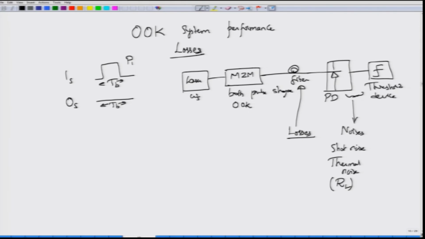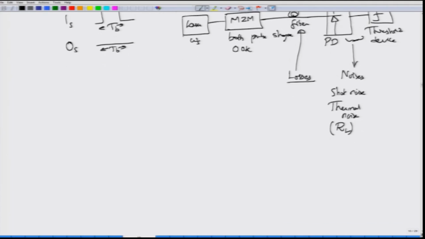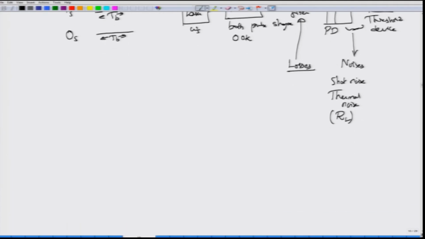So, these are at this point the only things that are going wrong in our model, and we want to evaluate what happens to the signal. Let us try doing that by first looking at what we are going to receive and how we are going to operate this threshold device. Let us also look a little bit more at the losses as well as the noises.